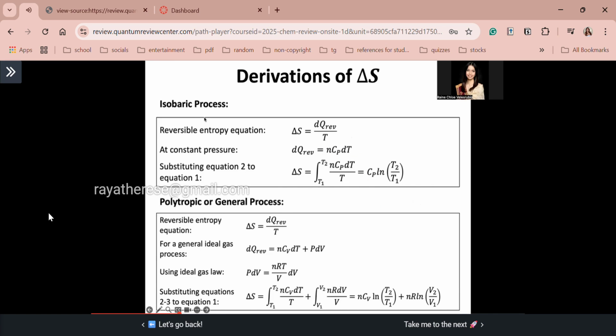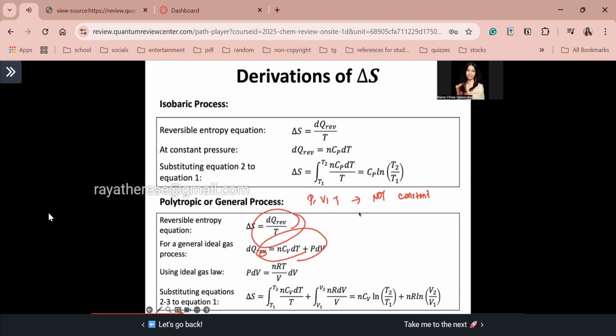And then lastly, for a polytropic or general process, when I say polytropic, P, V, and T are not constant. How do we derive the equation for delta S? First, we determine the reversible entropy equation. For a general ideal gas process, dq rev is equal to nCv dT plus P dV, right? Remember our previous lesson on this.